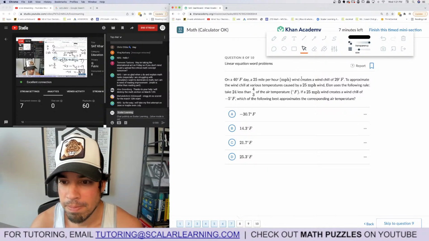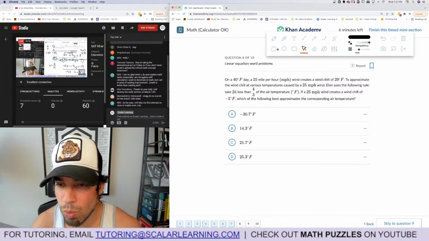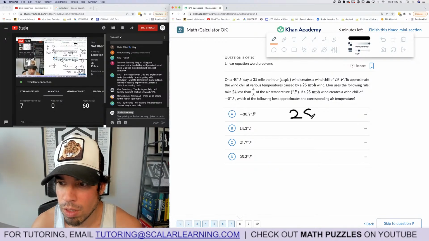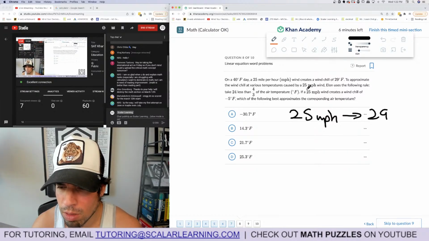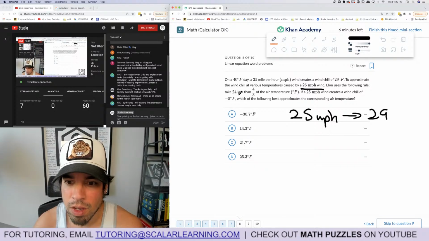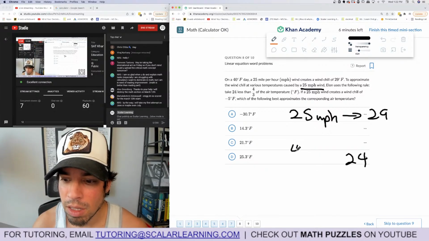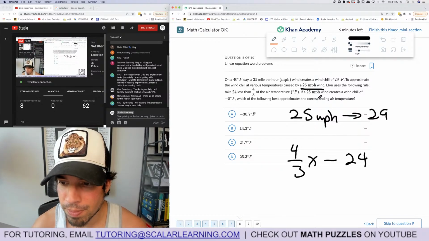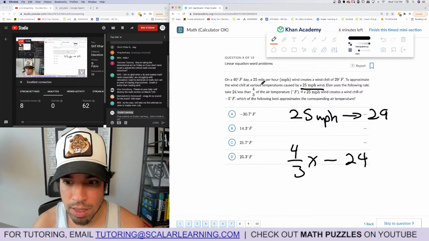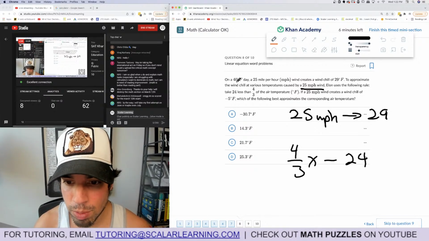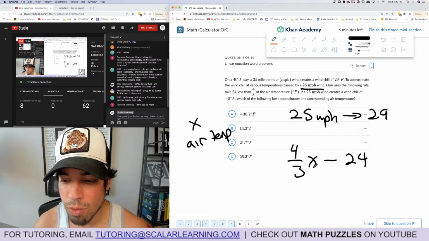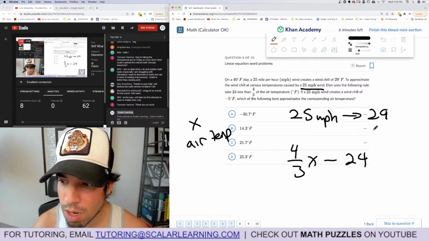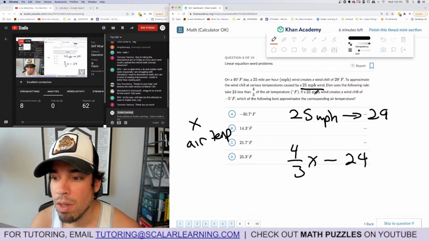On a 40-degree day, 25 mile per hour wind creates a wind chill of 29 degrees. So 25 miles per hour creates wind chill of 29. To approximate wind chill at various temperatures caused by 25 miles per hour, Elon used the following rule. Take 24 less than 4/3 of the air temperature. So you see, I literally translated that on the dime, right? So what it would be here is we plug 40 in for the air temperature. X is air temp. And then 4/3 of 40 is 160 over 3, which is 53.3, minus 24 is about 29. Yeah, so the formula works there.